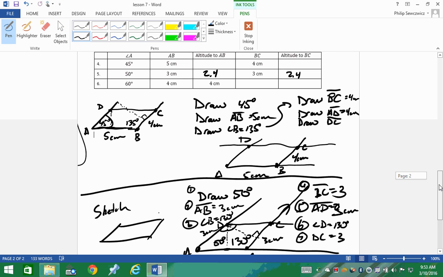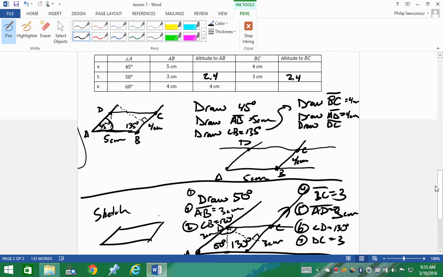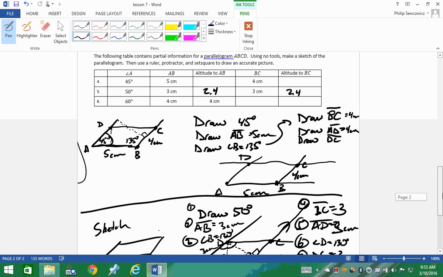Your altitudes, all right, a lot of times are going to match up, depending on how accurate your drawing is. And again, inside ones and outside ones there. But anyway, okay, so let's go back up to here.